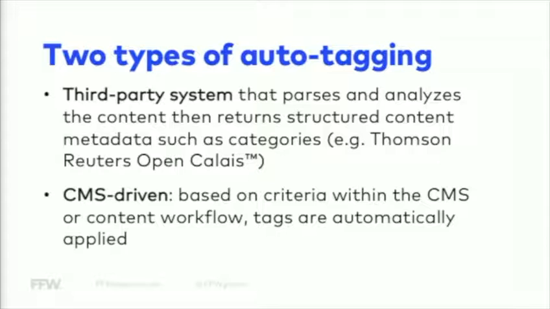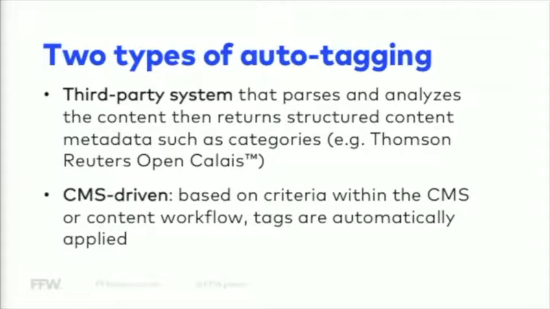At a high level, there are two types of auto-tagging. One involves a third-party system, external to the Drupal site, that analyzes your content, and based on scraping and analyzing it, comes up with some tags or categorization attributes that can be applied to that content. An example of this is a tool called OpenCalais by Thomson Reuters. But the other type, which is a lot simpler, is CMS-driven auto-tagging, meaning there are no third-party tools, and Drupal has been configured to automatically apply tags based on some predefined criteria.